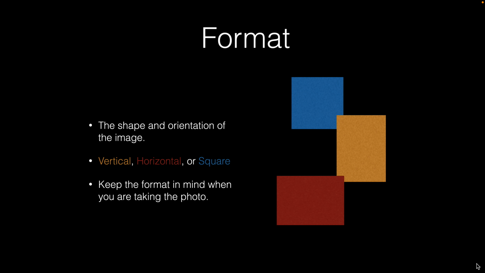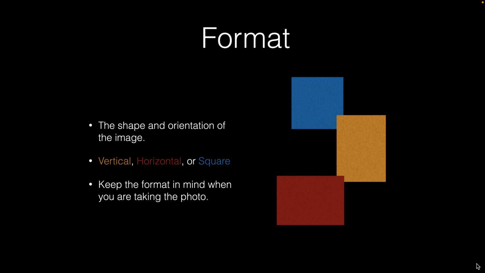So the next thing you need to think about, before you really click the shutter, is what format do you want to shoot this in, right? The shape and orientation of the image. Is it going to be vertical? Is it going to be horizontal? Is it going to be square? This needs to be kept in mind when you're taking the photo so that you orient the camera correctly to utilize all of the pixels that you can utilize.